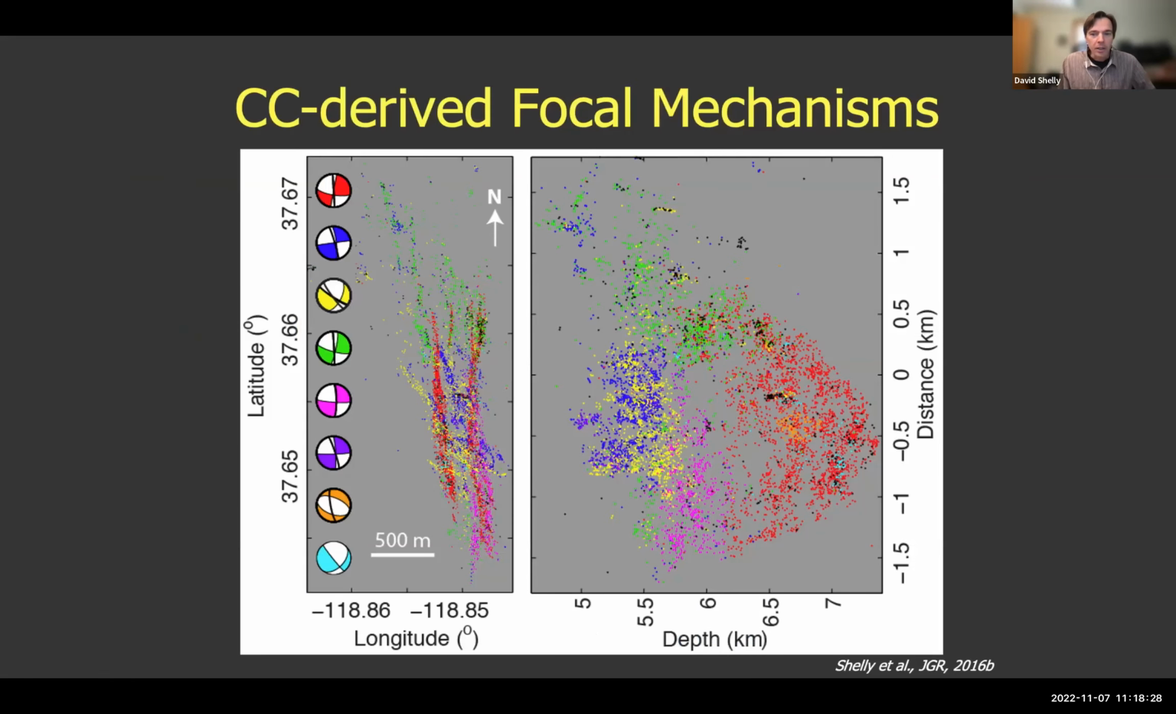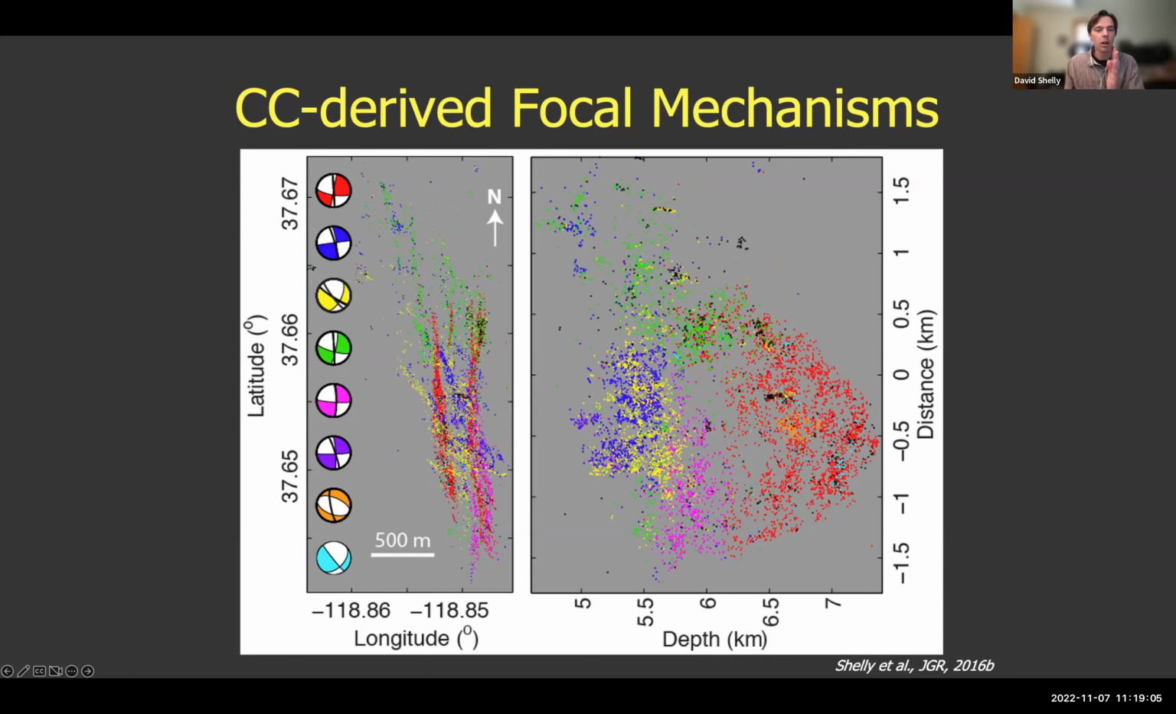Okay, so here are the results that we get from this processing. And again, I'm skipping several steps here, but this is a map view and a cross section. The events are color coded. We are grouping events by those events that have similar patterns of polarities across the network, and then we compute a composite focal mechanism for those groups. So these are the focal mechanisms that correspond with events with the colors that they're plotted in here.